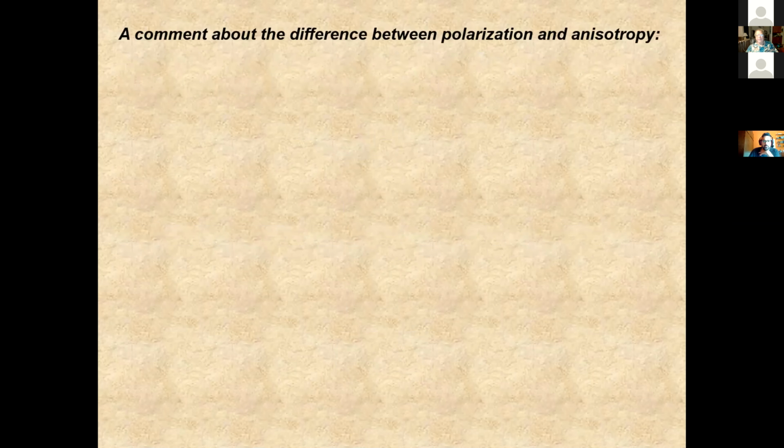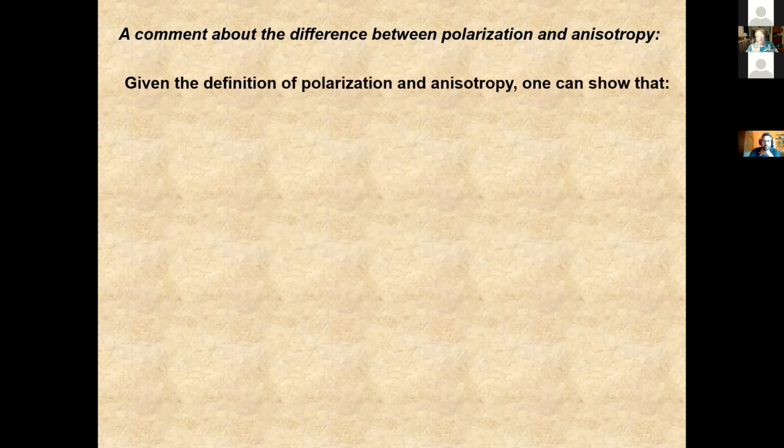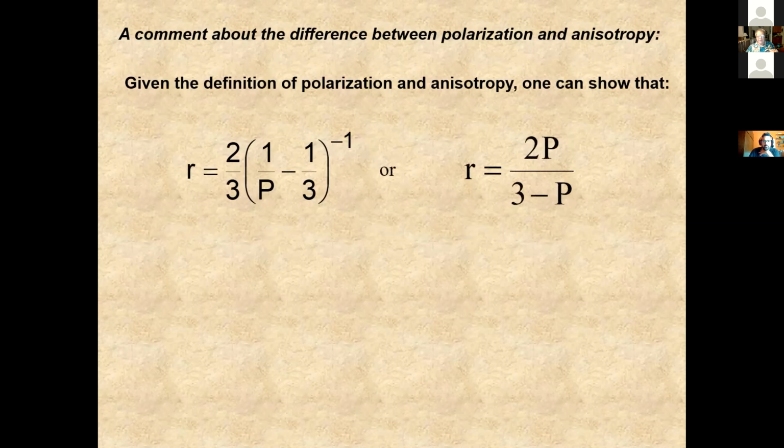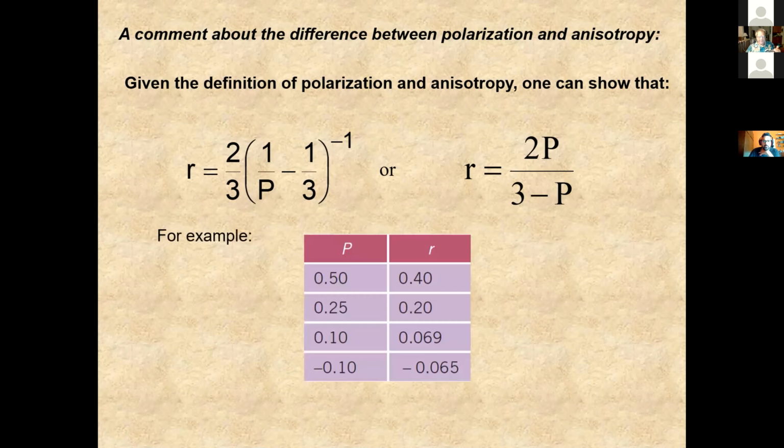Now, let me make a comment about the difference. Given these definitions, you can show that anisotropy is 2/3 times the reciprocal of 1 over polarization minus 1/3. Or more simply, anisotropy is 2P over 3 minus P. For example, if you have a polarization of 0.5, the anisotropy is 0.4, 0.1, 0.069, etc. And usually in modern instruments, when you're measuring polarization, it will automatically give you the anisotropy, so you don't have to calculate it.